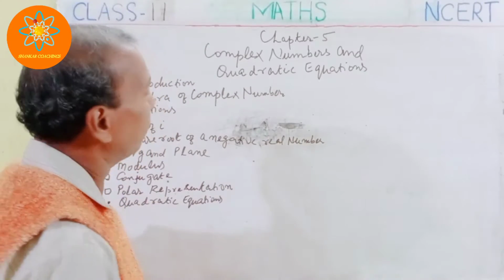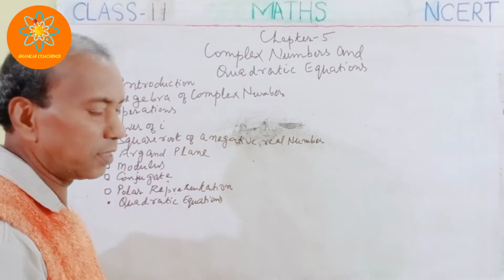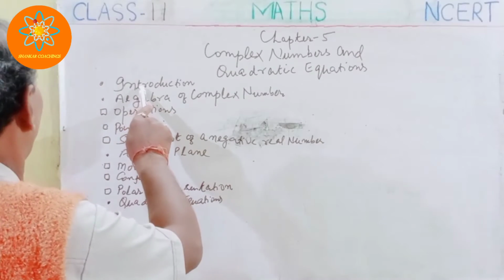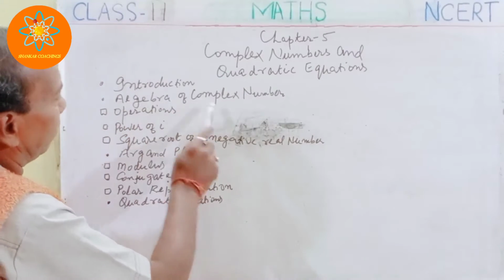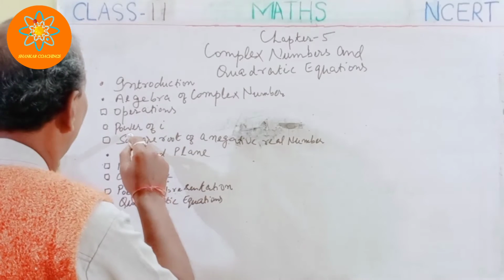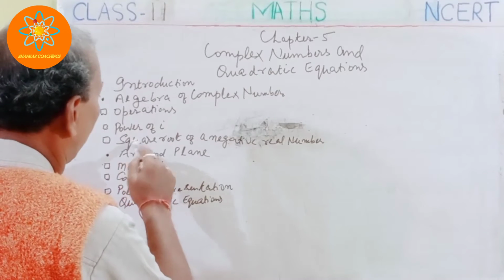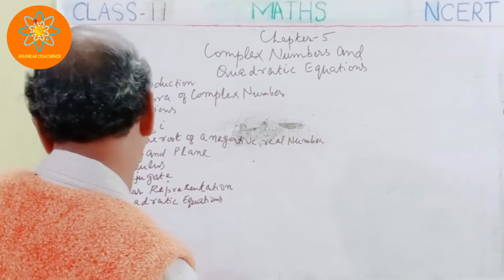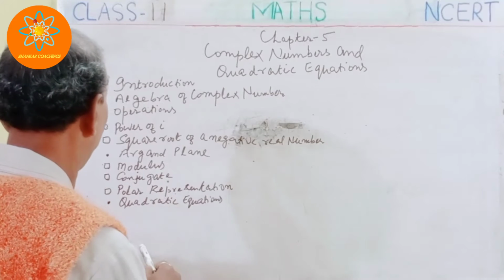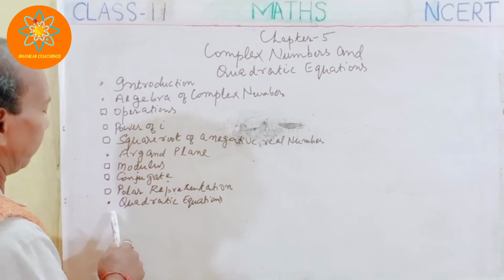Chapter 5: we have Complex Number and Quadratic Equation. We will discuss the things one by one. Like, the first one is introduction. Then we have the algebra of complex numbers. Then we will discuss the operations. Then power of iota, i, and then the square root of a negative real number. Then we will discuss the Argand plane. In the Argand plane, we have the modulus, conjugate, then polar representation, and lastly, we will discuss the quadratic equation.